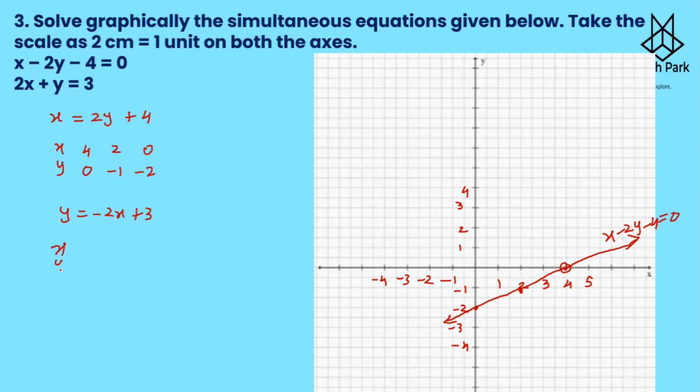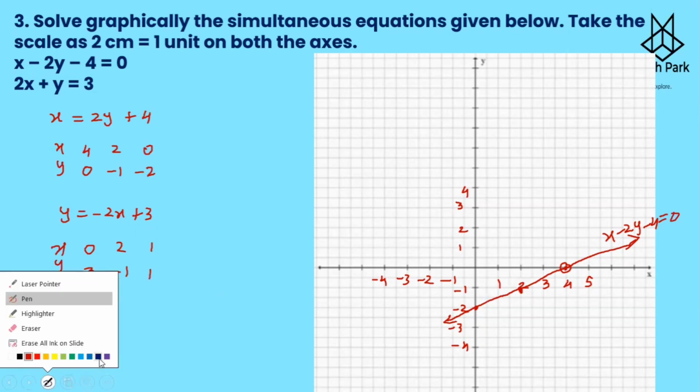So x and y, let us take x as 0. So you get y is equal to 3. If you take x is equal to 2, 2 2s are 4, minus 4 plus 3, you get minus 1. If you take x is equal to 1, 2 ones are 2, 3 minus 2 is 1. So let us plot these points now. Choose some other color for this.